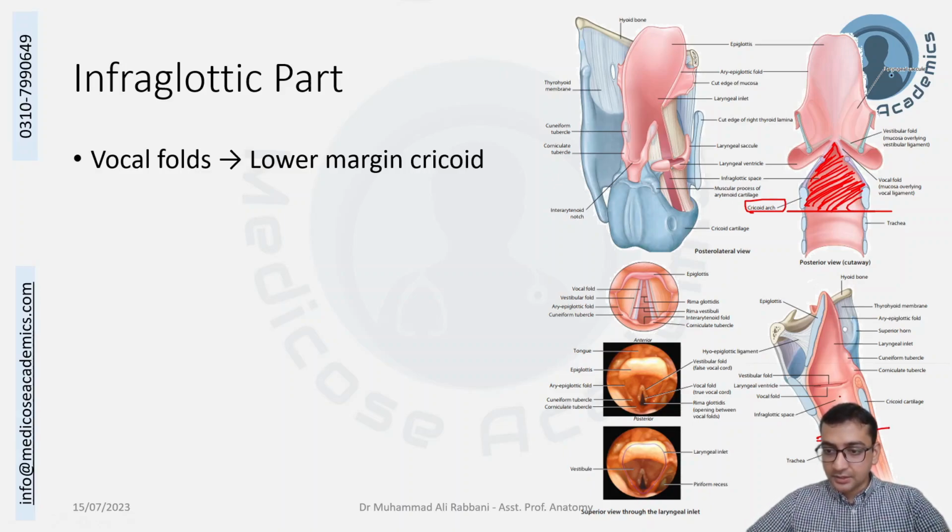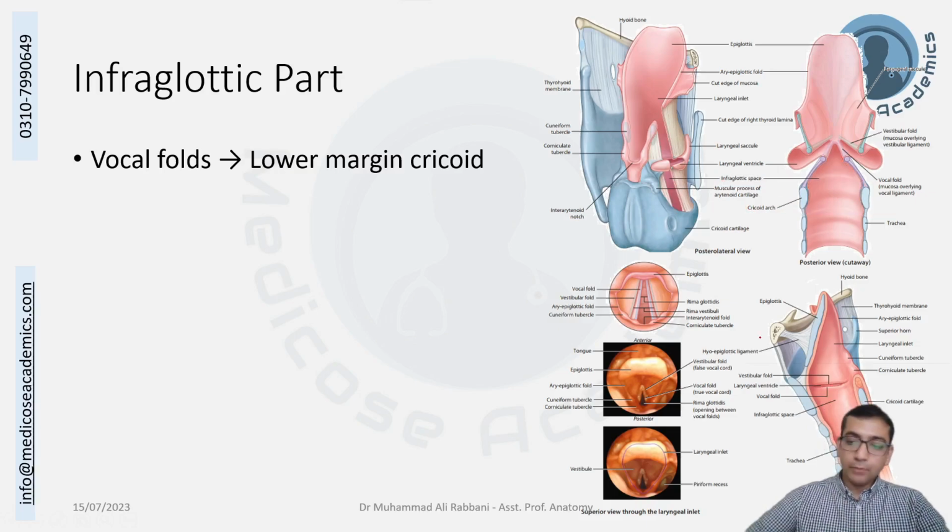In this picture, this is the lower end, this is the vocal cord, so this will be the infraglottic part. In this picture, it will be somewhat below this line. This is the infraglottic space. You are seeing the infraglottic space through the cut cricovocal membrane. Below the cricoid cartilage, you will enter into the trachea.